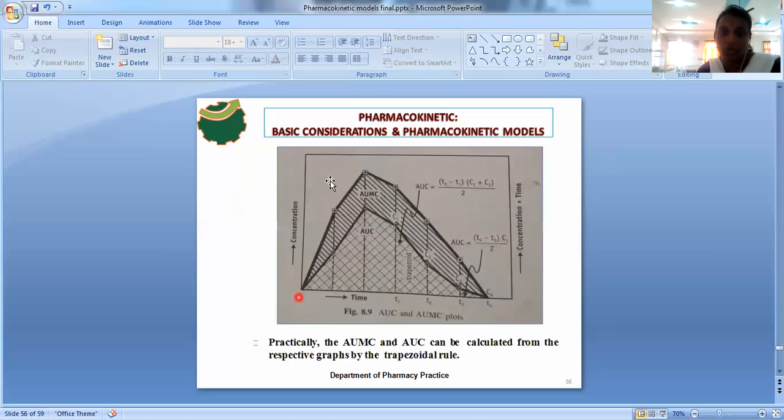This is the plot, the statistical distribution curve, which explains the whole AUC and AUMC. To determine the AUMC, you take concentration times time data. To determine the AUC, you take concentration versus time only. Practically, AUC and AUMC can be calculated by using the trapezoidal rule.